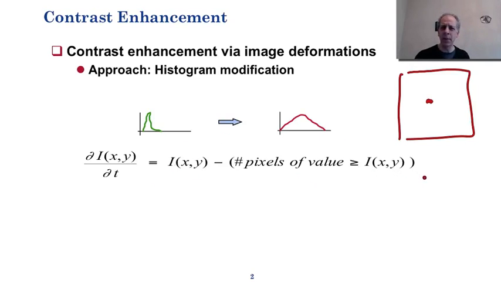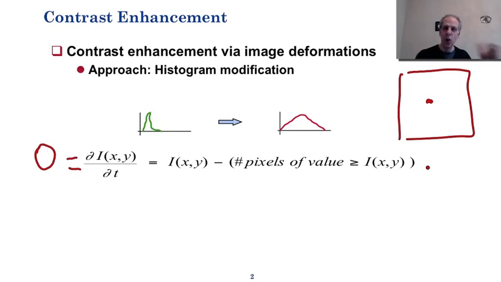Now, why is this doing histogram modification? Very simple. Remember what we talked about. Normally, you deform the image equal to your goal. Now, when you get to steady state, this becomes 0. So the pixel value of the image becomes equal to the number of pixel values above your own value. And this is exactly, if you go back to your notes on histogram modification, this is exactly histogram equalization. So this is a very interesting way to achieve histogram equalization.